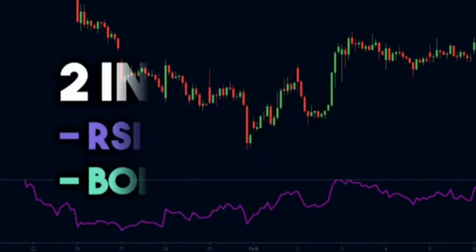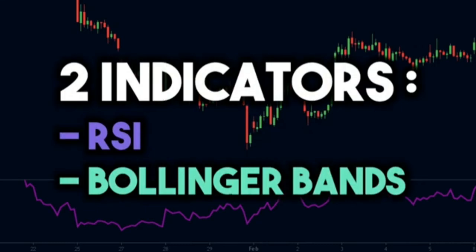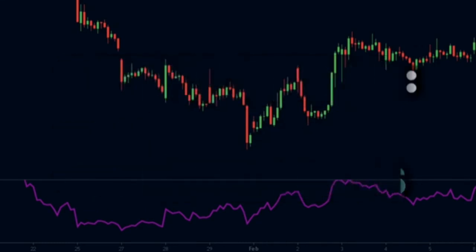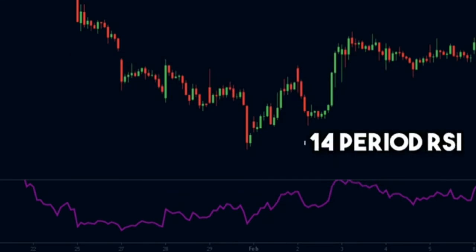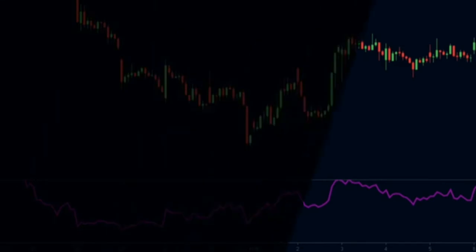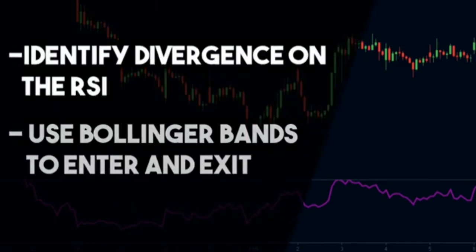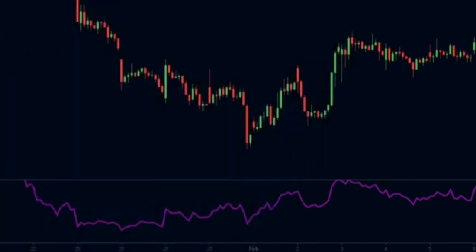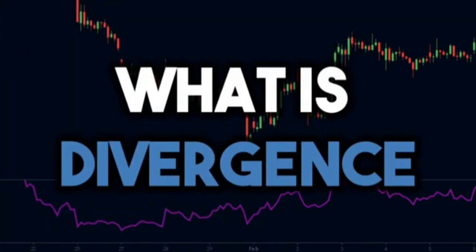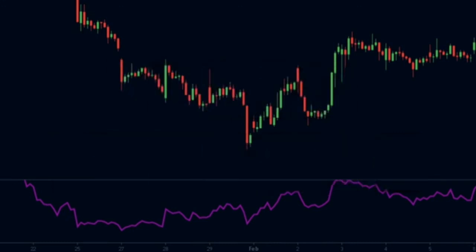As the name suggests, we will use two indicators in this strategy: the RSI and the Bollinger Bands. We will use the default 14-period RSI. Our goal with this strategy is to identify divergence on the RSI and use the Bollinger Bands to enter and exit the trades. First, let us understand what divergences are.